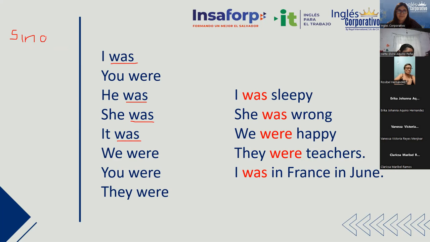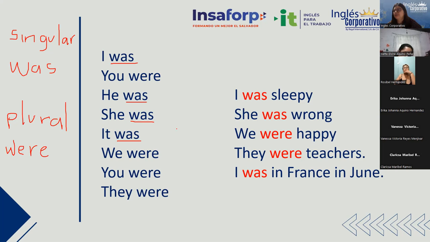was, singular, will be was, ¿verdad? And plural will be were. So keep that in mind. Every time you're talking about something in singular, we use was. And every time we're talking about something in plural, we use were.